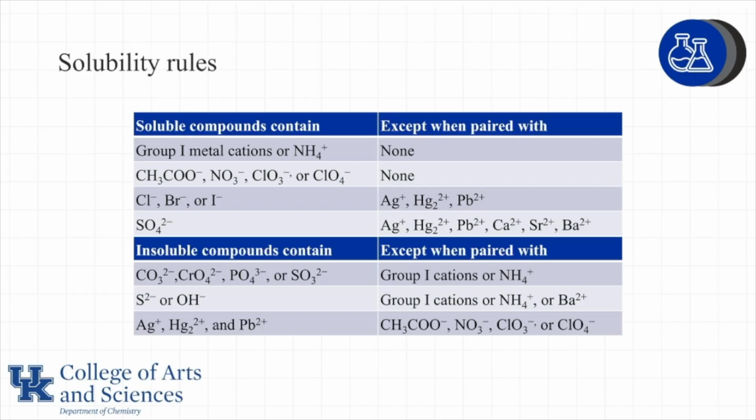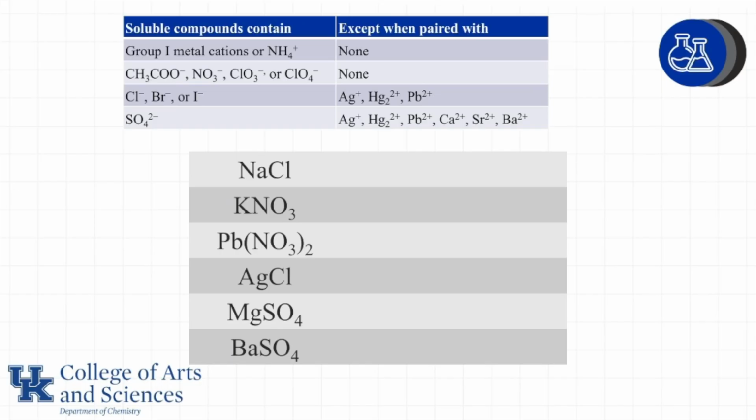At this point, we're looking at solubility as kind of black or white. Either it's insoluble or it's soluble. We will learn later on that there are degrees of solubility, but that comes in a later course. Let's look at some examples to see how we apply these rules.